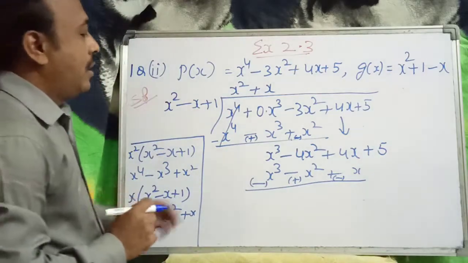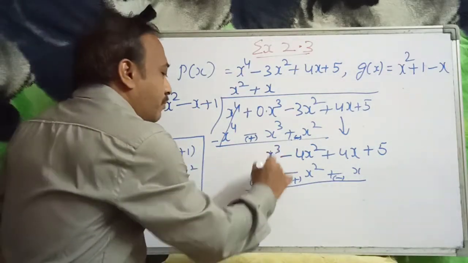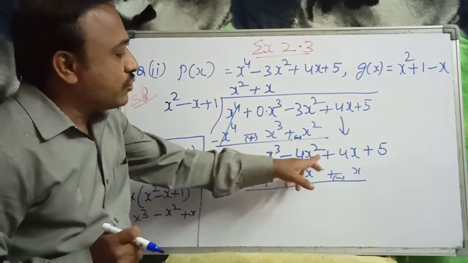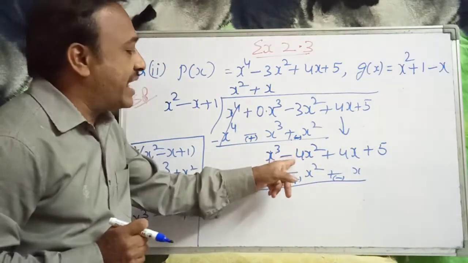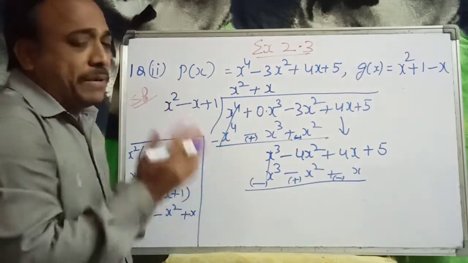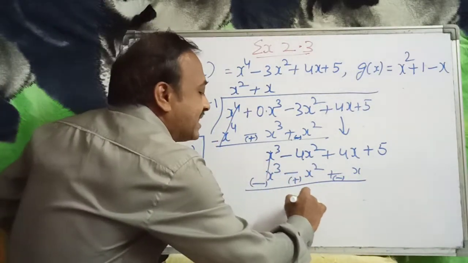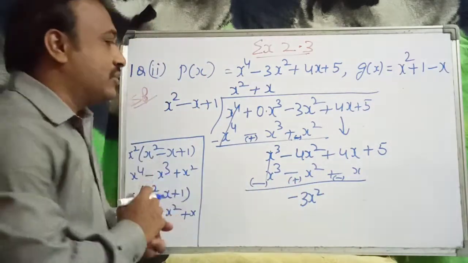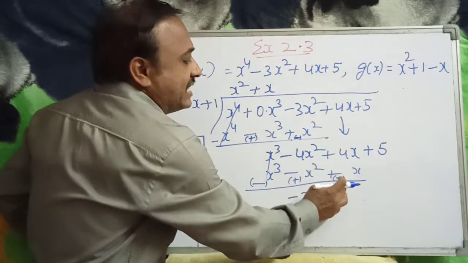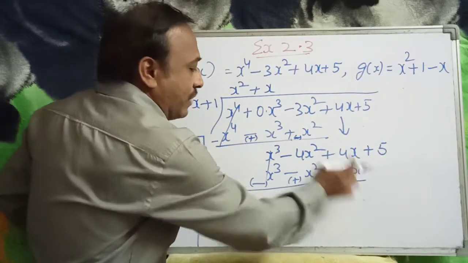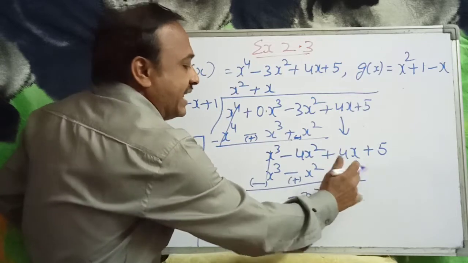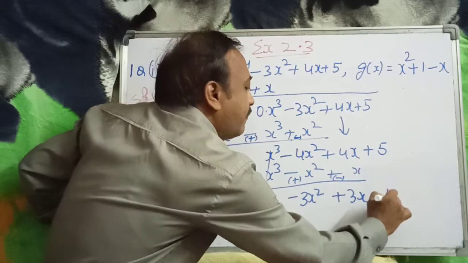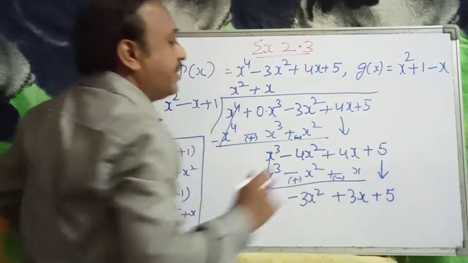Now plus x cube minus x cube, both get cancelled. Then minus 4x square and plus x square: this is minus 4, this is plus 1, minus 4 plus 1 gives you minus 3x square. Then plus 4x minus 1x gives you plus 3x, and then bring down this plus 5 here.